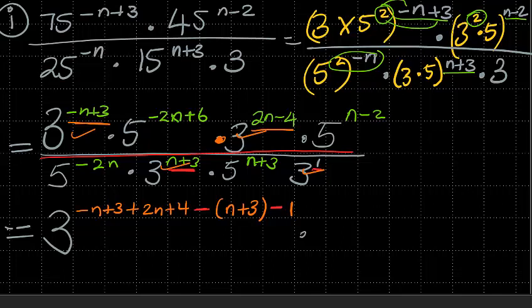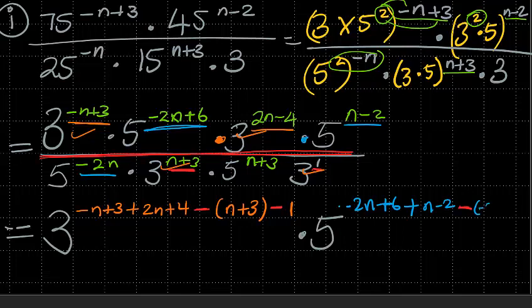Now I'm going to move on to the base of 5. And I am going to say, let's do that one, minus 2n plus 6. Now because I'm multiplying, I'm going to add n minus 2. Then I am going to divide, which means I'm going to subtract. And I'm subtracting that, which is minus 2n. And I am also going to subtract that one as a denominator. So I'm going to say minus n plus 3.